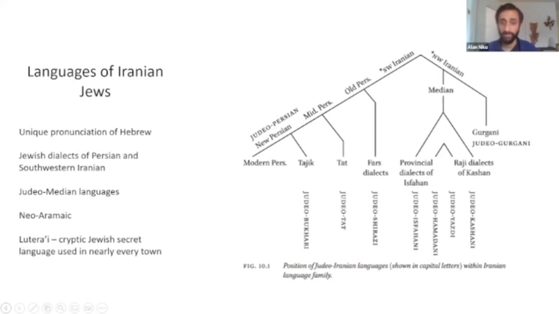Then you get a little further back, an older split. You get Judeo-Tat or Juhuri. That's the language of the mountain Jews.